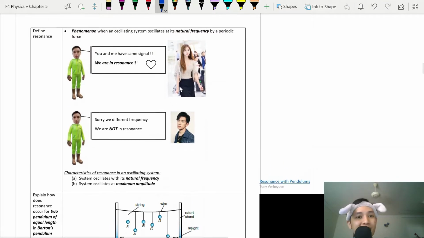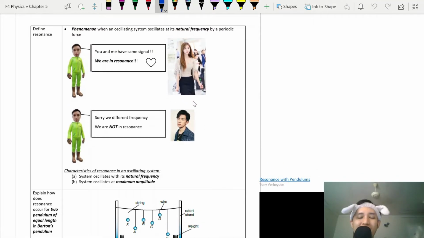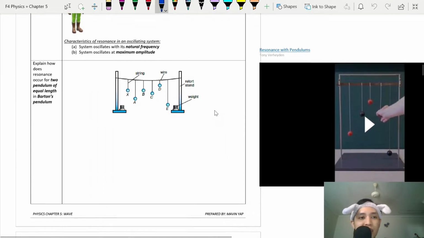That is what we mean by resonance. If you have the same frequency, you are in resonance. If you are not at the same frequency, you are not in resonance. So the characteristic of resonance is that when both are oscillating at the same frequency, they will oscillate at the maximum amplitude. When two things are in resonance, they are going to oscillate at maximum amplitude.